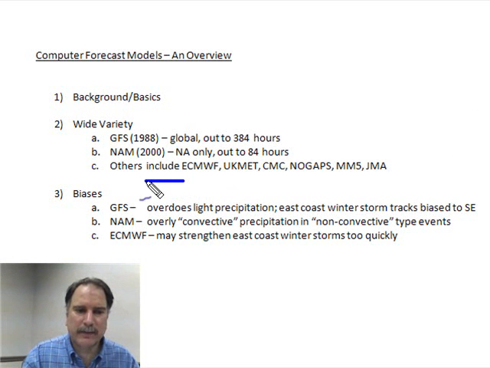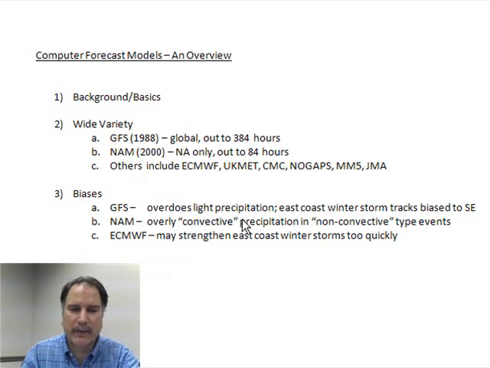Now here are some of the biases that are pretty apparent with some of the models that we use frequently. The GFS model, for example, overdoes light precipitation. This is a trace amount or anything less than a tenth of an inch. You may see those greens we just saw in that NAM forecast output display. Sometimes it's just overdone with respect to the GFS model. So what a forecaster would like to do is compare it to other models and consider these biases before making a forecast.